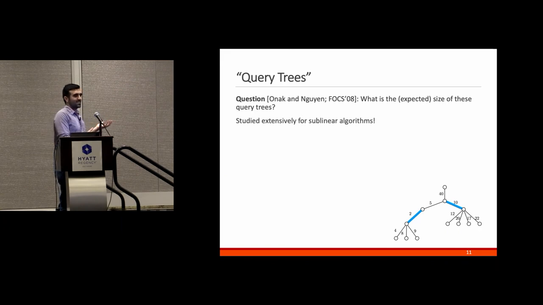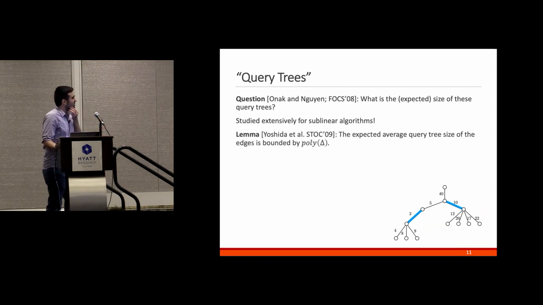And the reason that this has been studied was for the study of sublinear algorithms. We want fast sublinear algorithms. But here we actually use this very beautiful result of Yoshida et al., proved in STOC '09, to prove a concentration bound. So their result basically is that the expected average query size for each edge in the graph is poly delta, right?